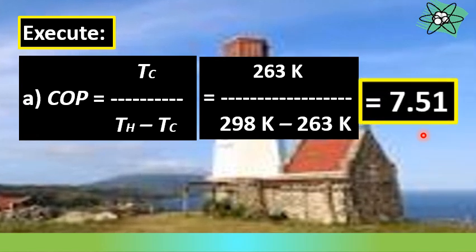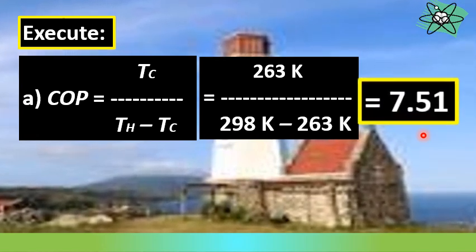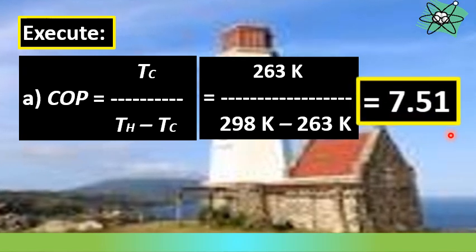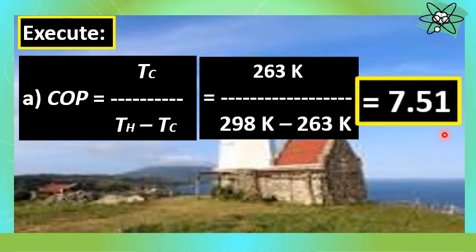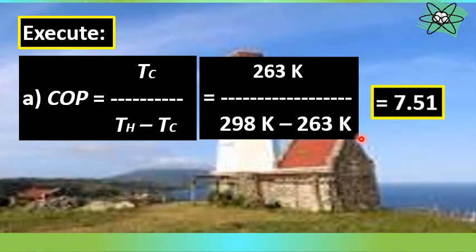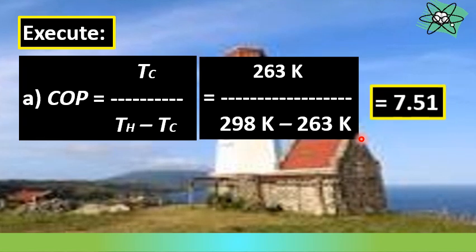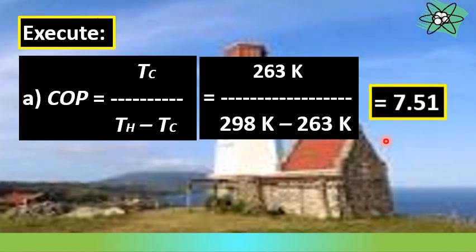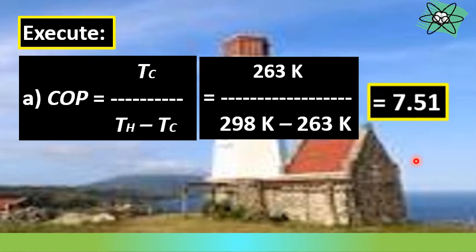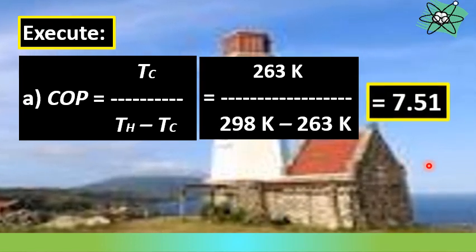So this value of the coefficient of performance is relatively high. Most typical refrigerators have a coefficient of performance ranging between 2 and 3.